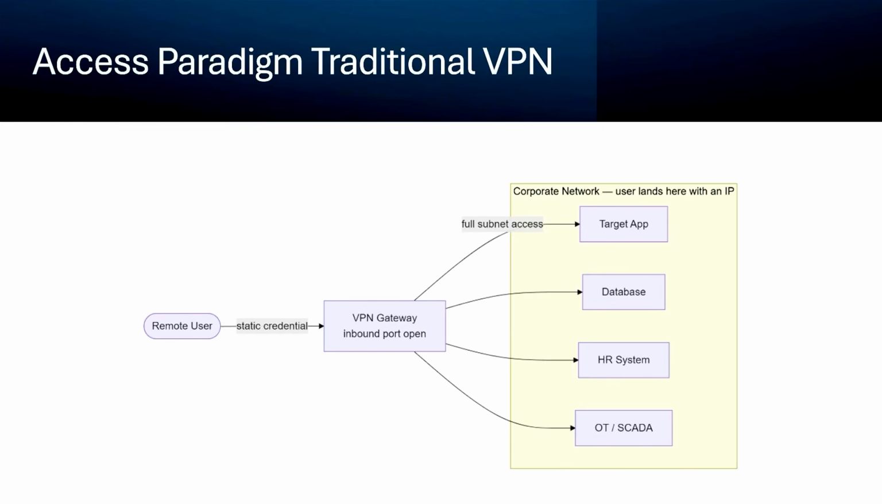The second is operational friction. Every new resource that needs to be accessible over VPN requires firewall rules. Every remote site, every vendor, every temporary contractor, the rules accumulate. The documentation falls behind, and eventually someone opens a rule they never intended to open permanently.